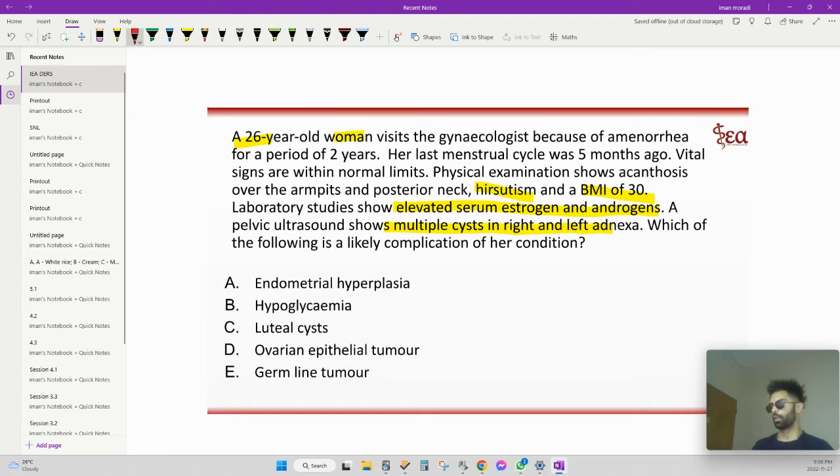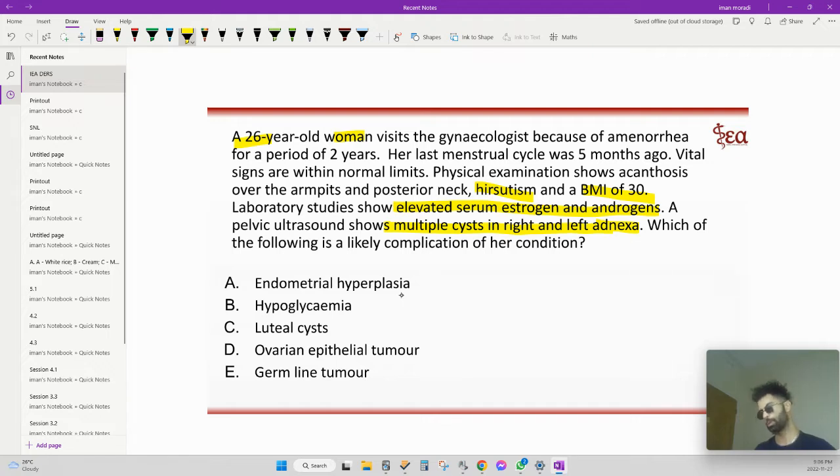All right. So 26-year-old woman hasn't had a period. Again, this is kind of a PCOS situation. Hasn't had a period, hirsutism, high BMI. The question this time tells us there's high estrogen and androgens. The question also tells us there are cysts in the left and right adnexa, which is where the ovaries are supposed to be. Which of the following is a complication of this condition, right?